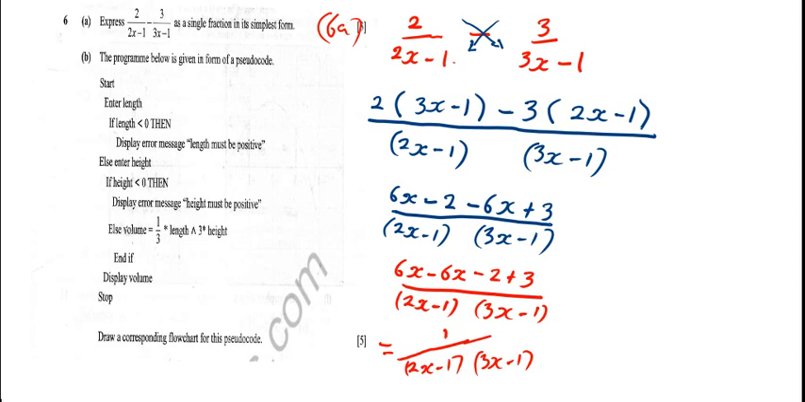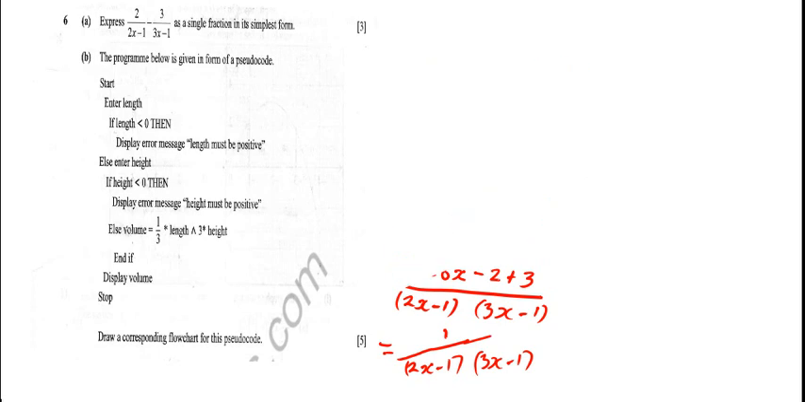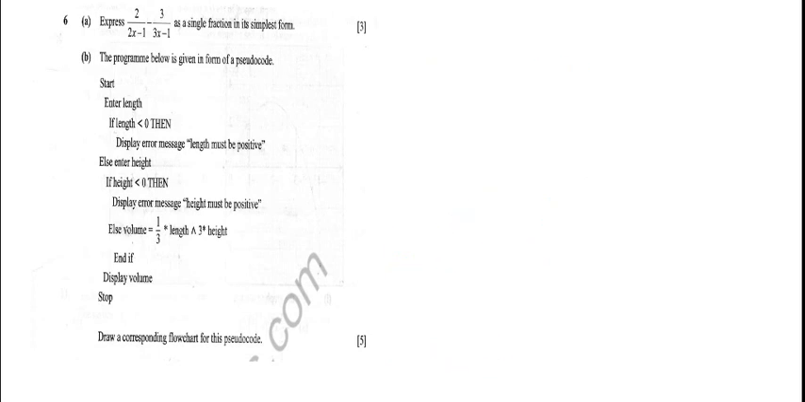We now go to question 6b. Question 6b was under computer, which is pseudocode and flowchart. So 6b: the program below is given in form of a pseudocode.